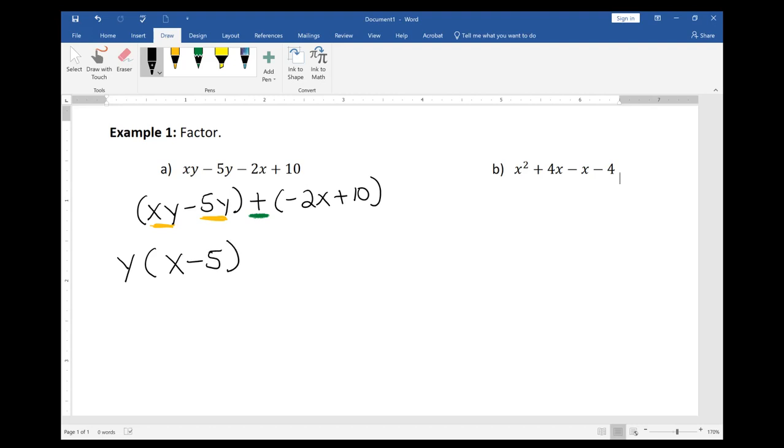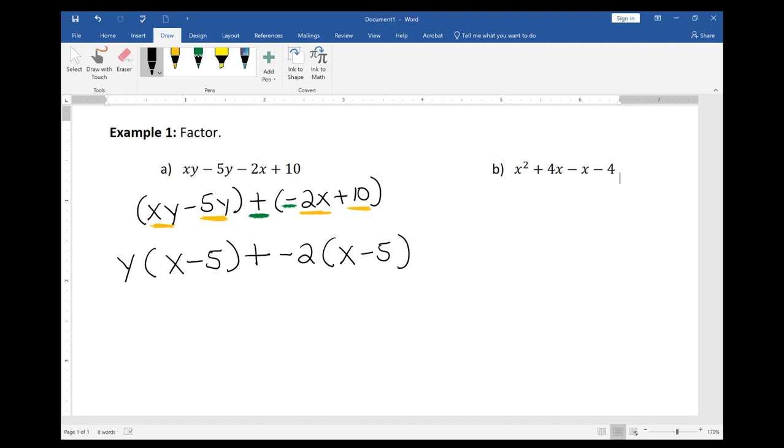The next group, if we look at it, we have negative 2x and 10. As we know, 10 is 5 times 2. Hence, the greatest common factor between these two terms is a 2. It is recommended that whenever you have a negative, you also factor out the negative. So we will factor out negative 2 from these two terms. If we do, we're left with negative 2 parentheses x minus 5.